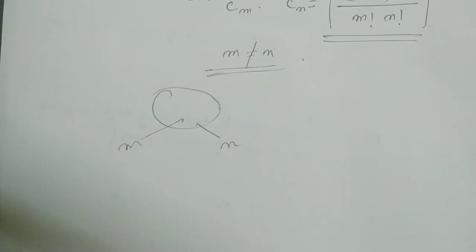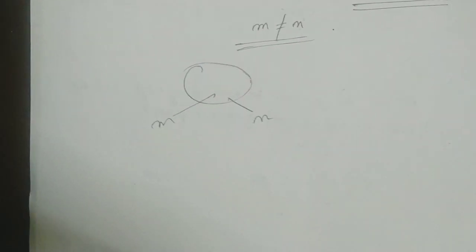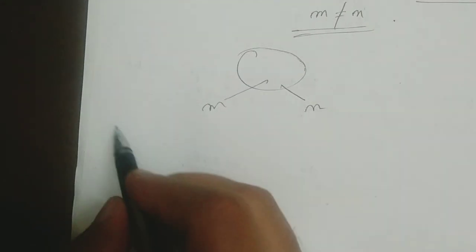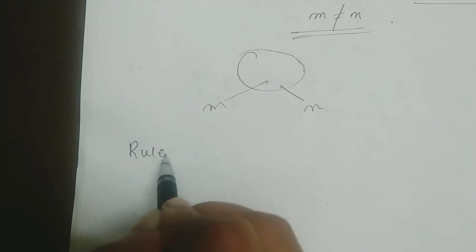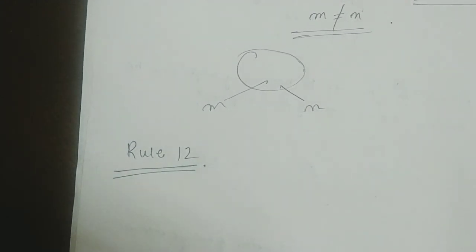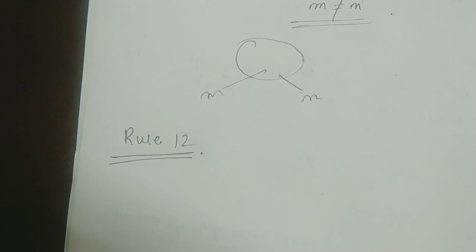Okay, and lastly, rule number 12. This is the last rule, and then we will go to numericals.